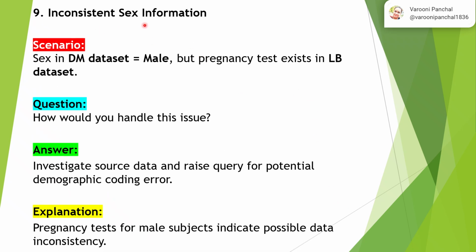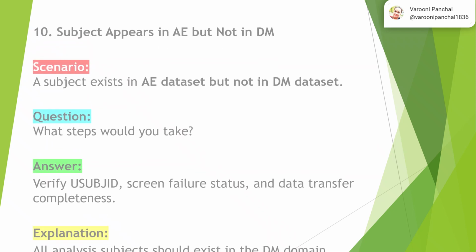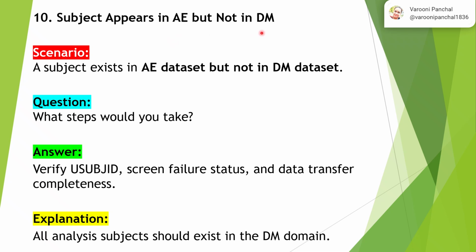Number 9. Inconsistent sex information. Scenario. Sex in DM dataset is equal to male, but pregnancy test exists in LB dataset. How would you handle this issue? Investigate source data and raise query for potential demographic coding error. Pregnancy test for male subjects indicates possible data inconsistency. Number 10. Subject appears in AE but not in DM. A subject exists in AE dataset but not in DM dataset. What steps would you take? Verify unique subject ID, screen failure status, and data transfer completeness. All analysis subjects should exist in the DM domain.